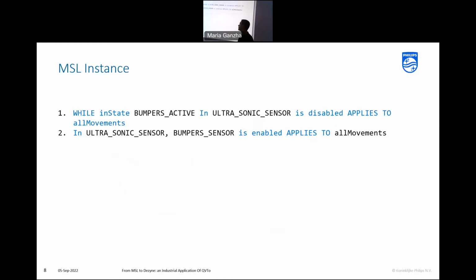So what would some typical requirements look like in our own DSL instance? You will see that here at the top, we have two lines. The first line basically consists of a condition. So while, in this case, the bumpers are active, what do we want to do? In this case, we want to disable the ultrasonic sensor, because we do not want the ultrasonic sensor to trigger all the behaviors while the bumpers are active, because if the bumpers are active, you are already in a collision.